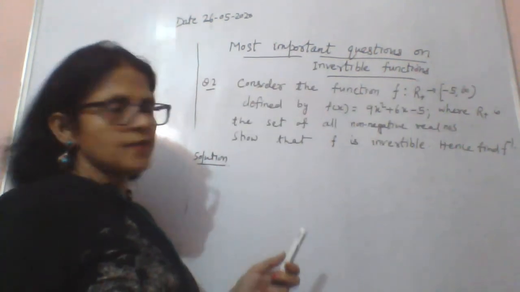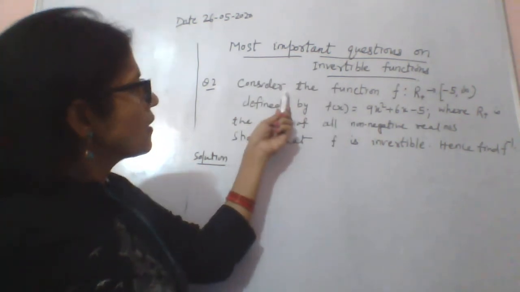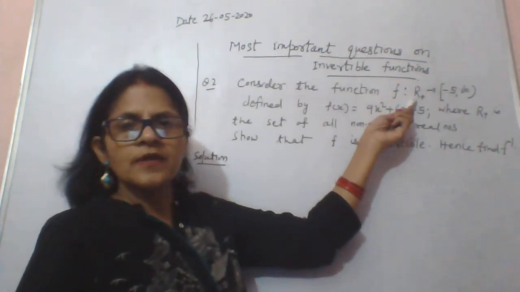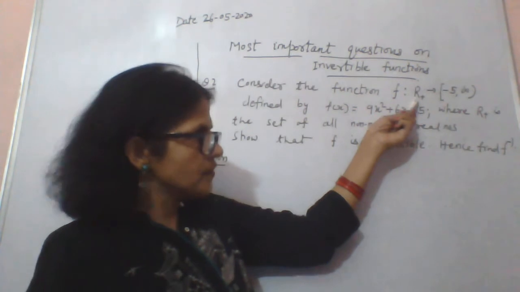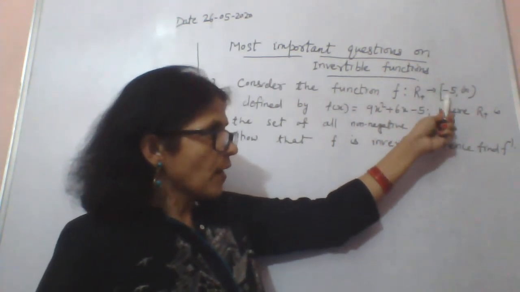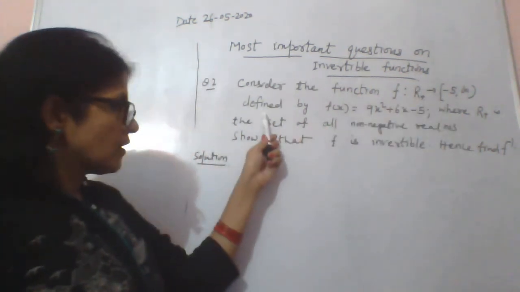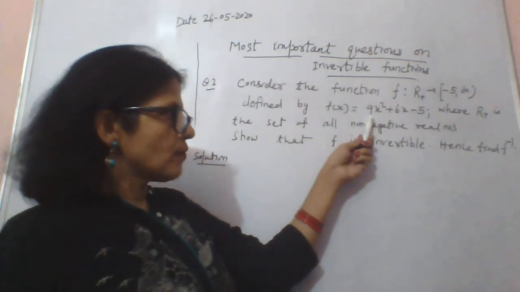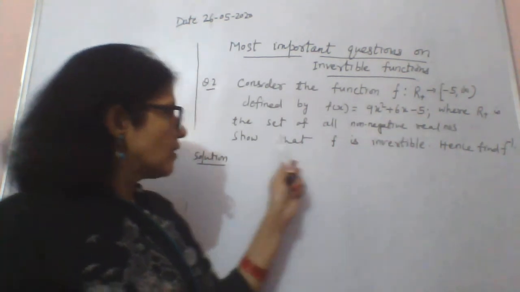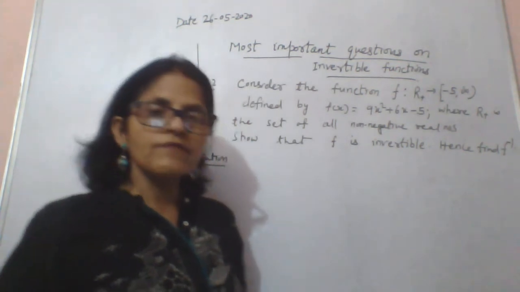Our second question is, I have taken a quadratic function. Consider the function f from R plus, meaning the set of non-negative real numbers, to the interval [minus 5, infinity), minus 5 included, defined by f(x) equal to 9x square plus 6x minus 5, right? We have to prove f is invertible, hence find f inverse.